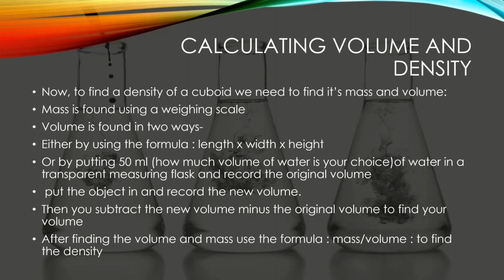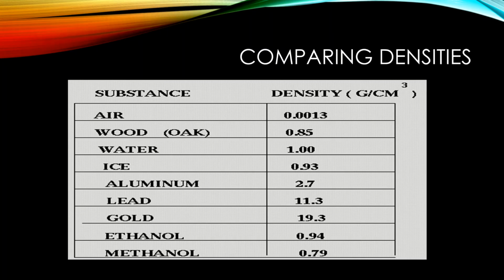For our regular cuboid, we know the length and the breadth. 2 times 1 is 2, and then 2 times 3 is 6. So the volume is 6. The density is the mass over the volume, 2 by 6, which is 1 by 3, or 0.3333. The object will float in the water because its density is less than the density of water.